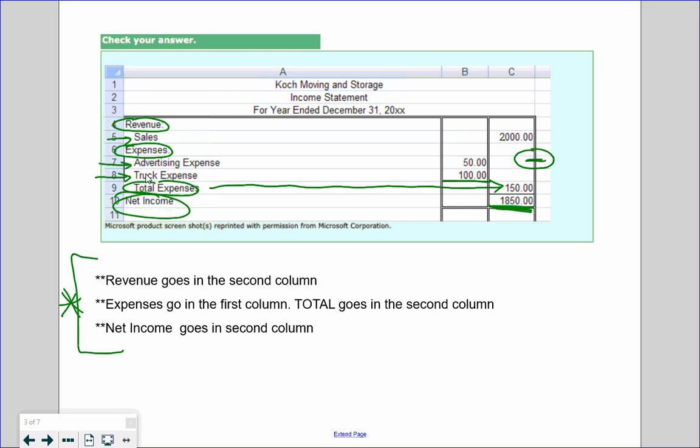The revenue will always go in the second column. Expenses go in the first, but the total goes in the second. Essentially, that second column, we use it for our totals. So total revenue, total expenses, and then finally you write net income and you put that underneath in the second column.